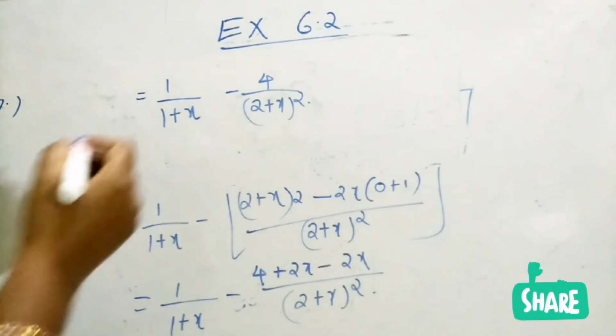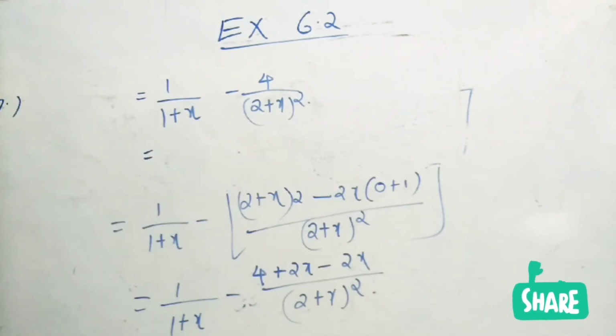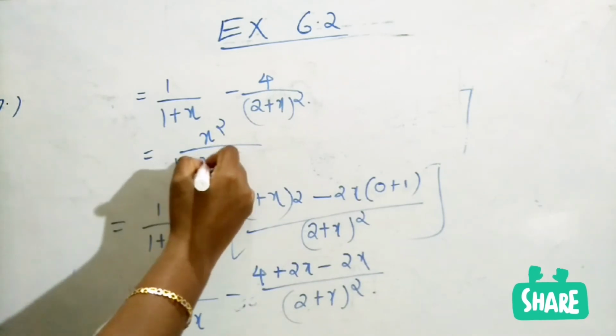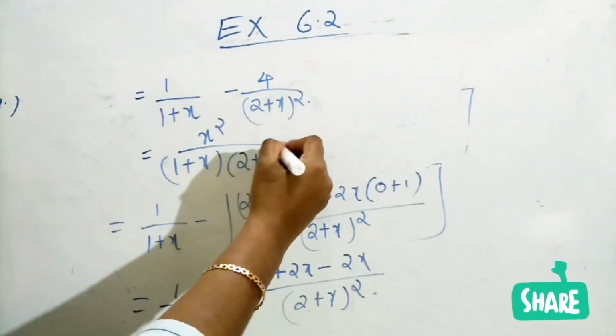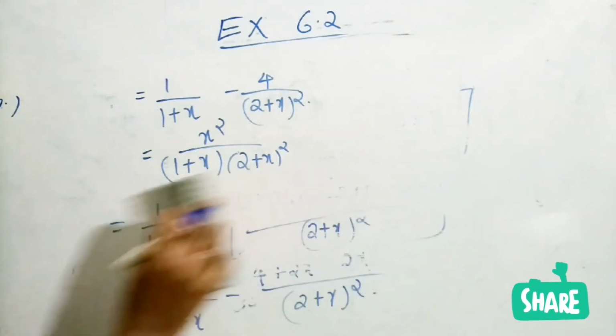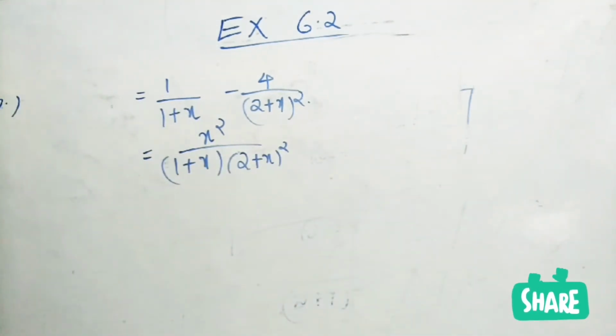Now just take the LCM, and after taking LCM we will get x square divided by 1 plus x into 2 plus x all square.